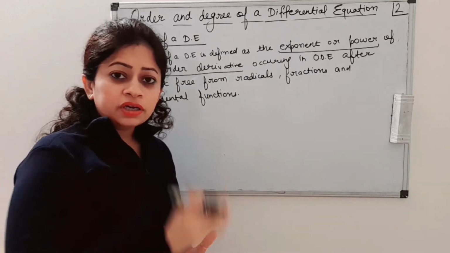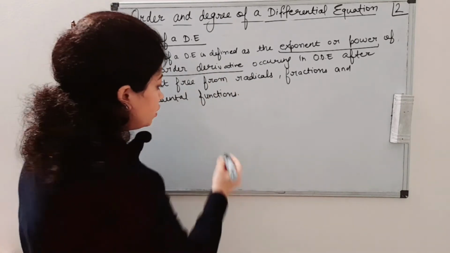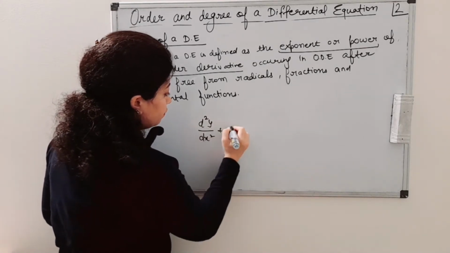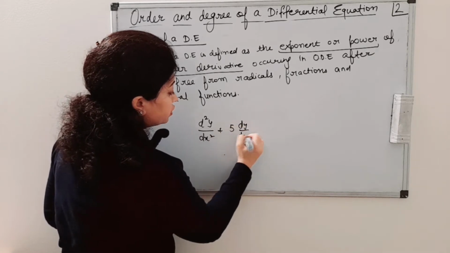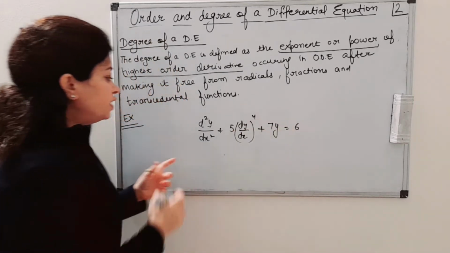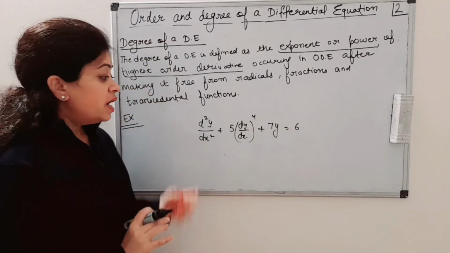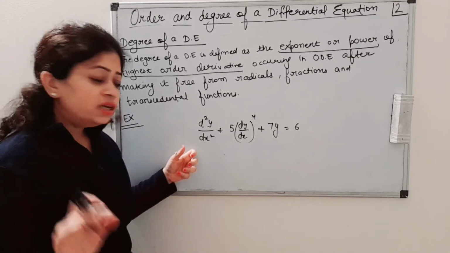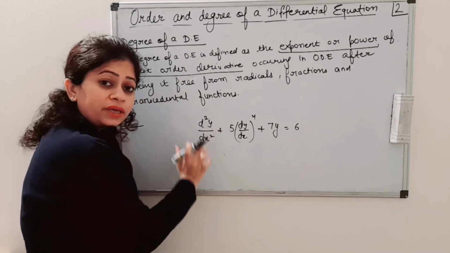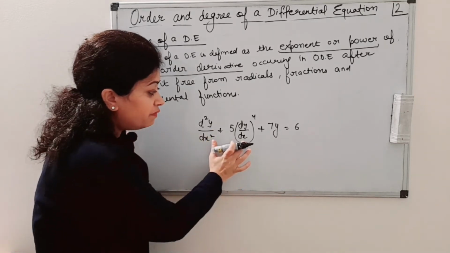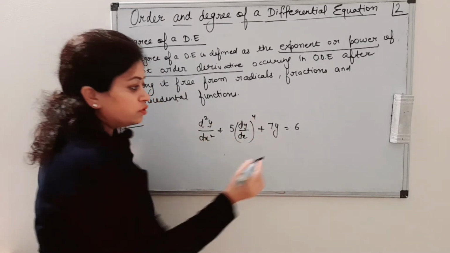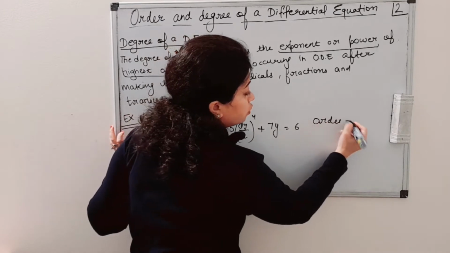Like we studied order. What did we see in the order? Suppose we have a differential equation d2y by dx2 plus 5 dy by dx raised to power 4 plus 7y equal to 6. If we need to see the order, we see the highest order derivative. This is 2, so 2 is the highest order. This is a first order derivative and we will not see its power. So the order of this equation was 2.